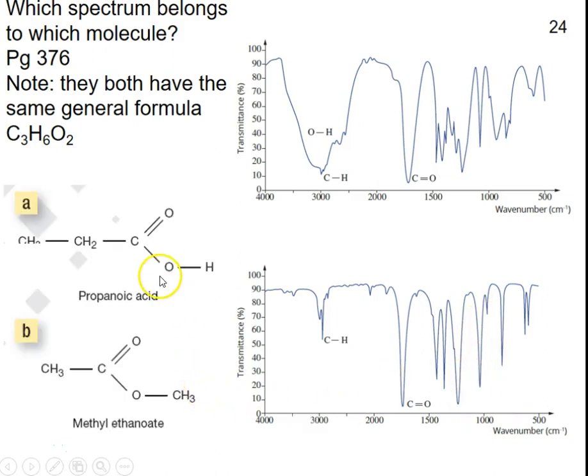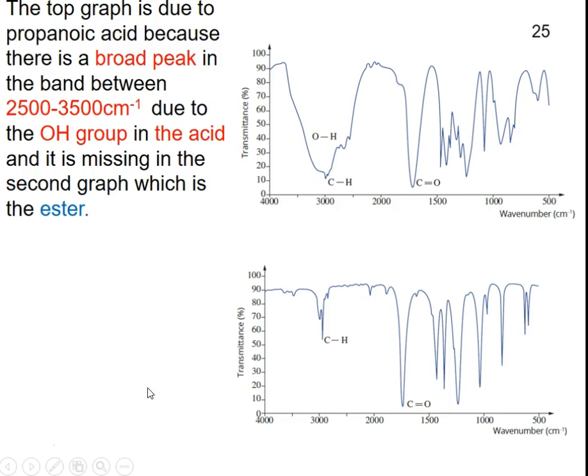But this one was a carboxylic acid. It was propanoic acid, so it's got 3 carbons. And this one was an ester. So we've got our carbonyl, and then we've got a carbon bonded to an oxygen around the 1000. So you can see they both have 3 carbons, 6 hydrogens, and 2 oxygens. So the infrared spectrum has helped us decide between these 2 options.